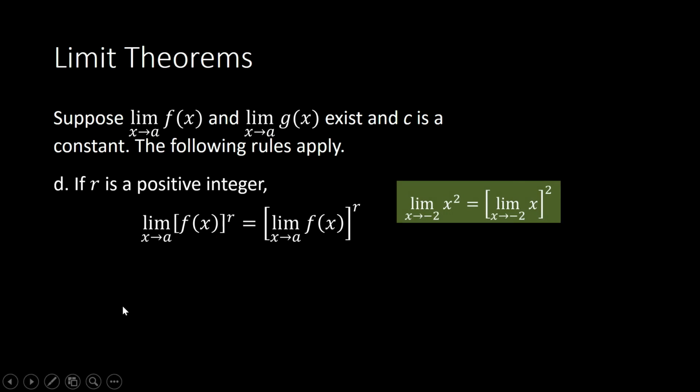So let's say, for example, we have this. Our f of x is equal to x, and so x squared is just f of x raised to 2. So 2 is our r. In this case, the limit of x squared as x approaches negative 2 is equal to the limit of x as x approaches negative 2, all of that raised to 2. Now what is this? That is just equal to negative 2. So the limit of the whole thing is negative 2 raised to 2, which is equal to 4.